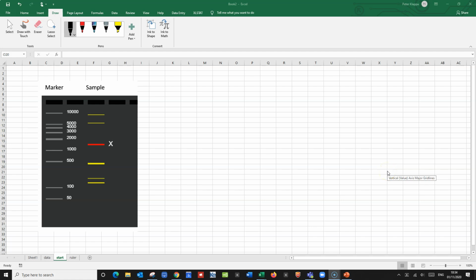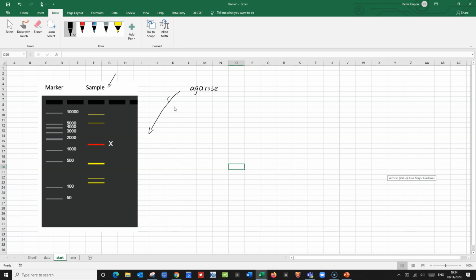Hello everybody. In this video clip I want to illustrate how we can analyze a DNA agarose gel when we are looking, for example, for an unknown DNA fragment. So here we've got our agarose gel, and we have a sample here which we want to analyze.